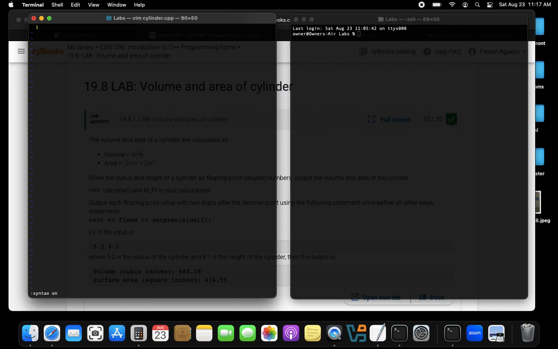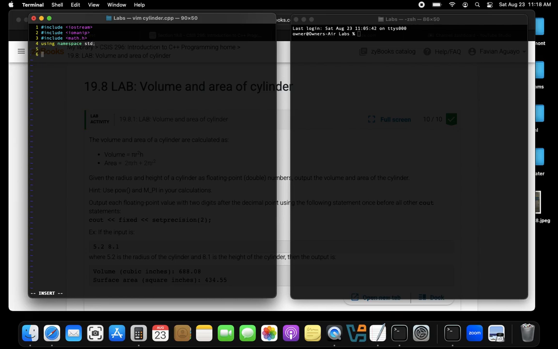Alright, let's start with our includes. We're going to include iostream, include iomanip, include math.h, and using namespace std.